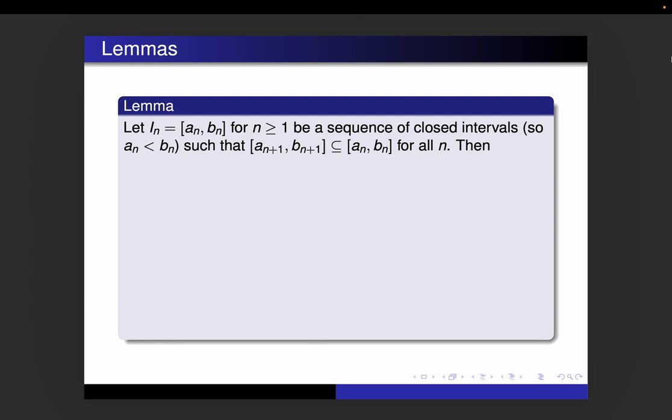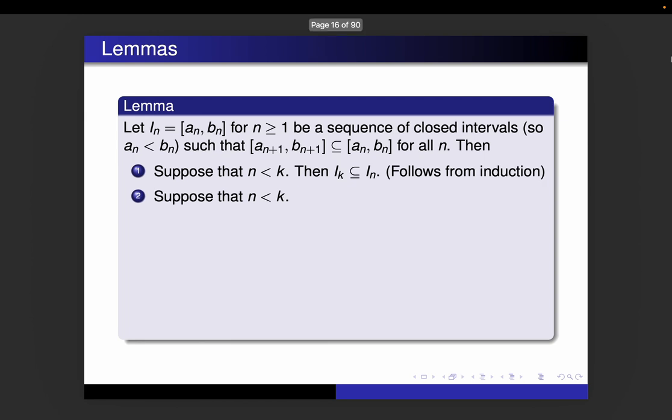Then we have the following results. First of all, if we have n less than k, then each I_k is contained in I_n. So it's not just each one is contained in the one that came before it. Each one is included in all the ones that came before it. And that is just an easy induction. I'm not going to prove that one in this video.